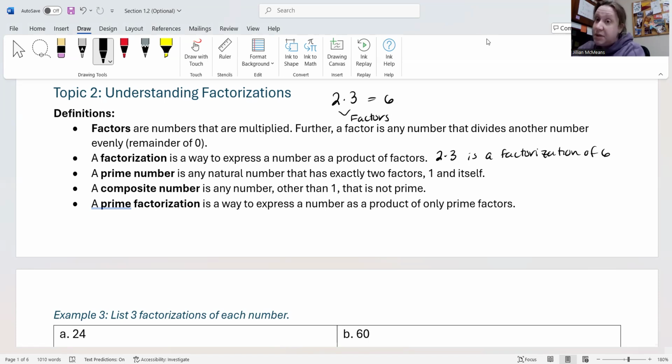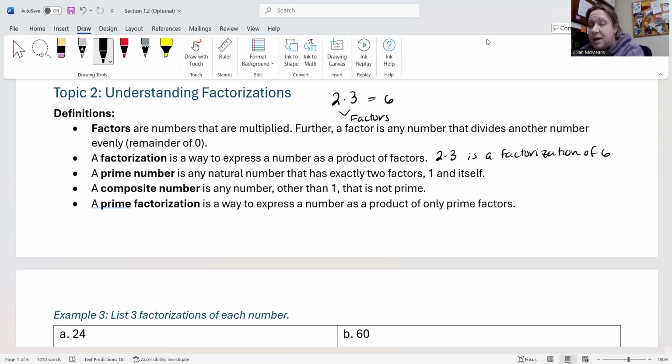Now, on the flip side of that, we have composite numbers. A composite number is any number other than 1 that is not prime. So for example, 6 is considered a composite number because there's more than one way to multiply numbers and get 6. I could take 1 times 6, that's a factorization of 6, but I could also take 2 times 3 to get a factorization of 6. In the world around us, we use both of these numbers a ton. You'll see lots and lots of composite numbers.